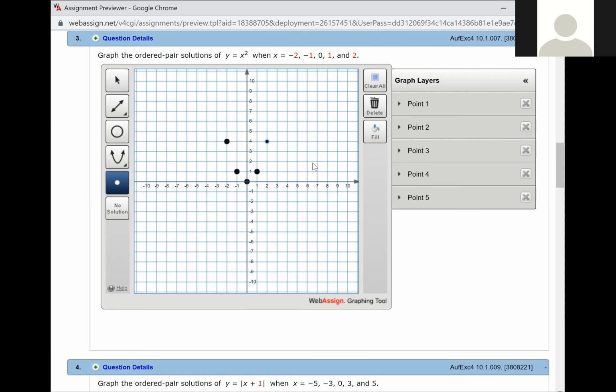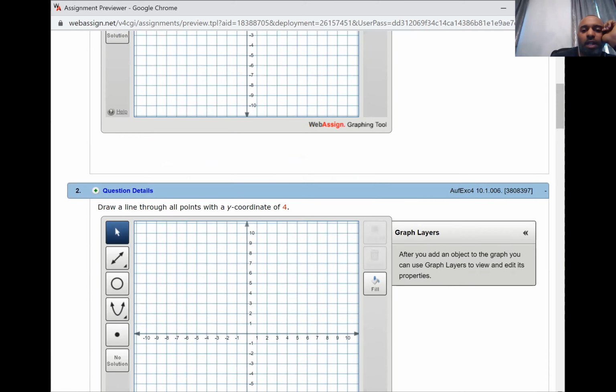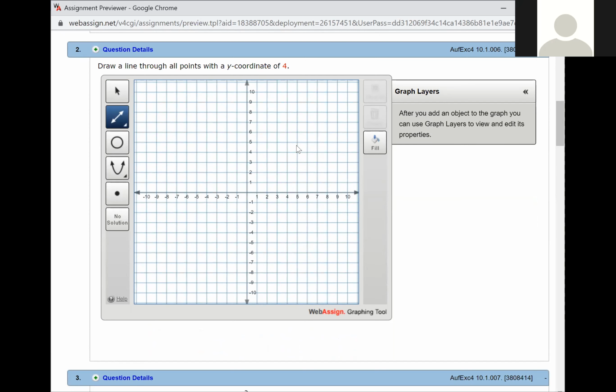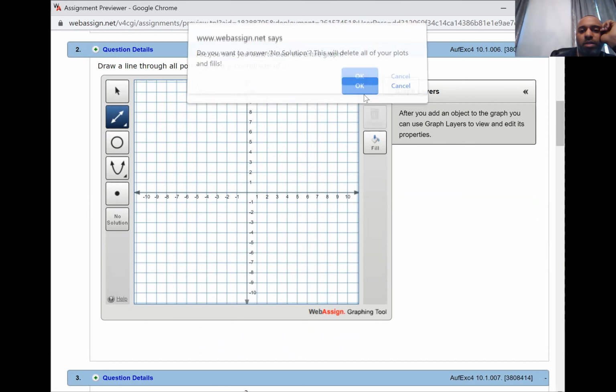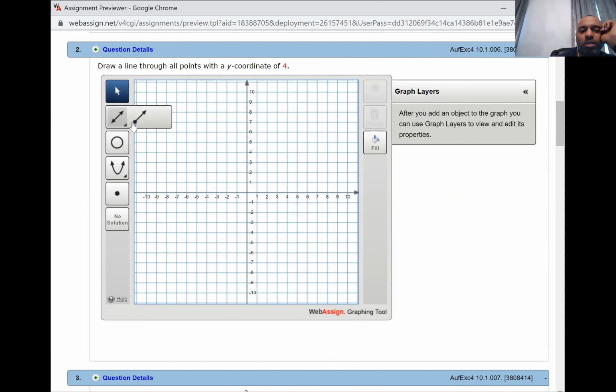Okay. So maybe I was trying to graph it when it didn't need to be graphed. And then these ones right here where it says draw a line, you would hit this line right here, and then write it out, right? Yeah, all right. Do this clear all. All right.